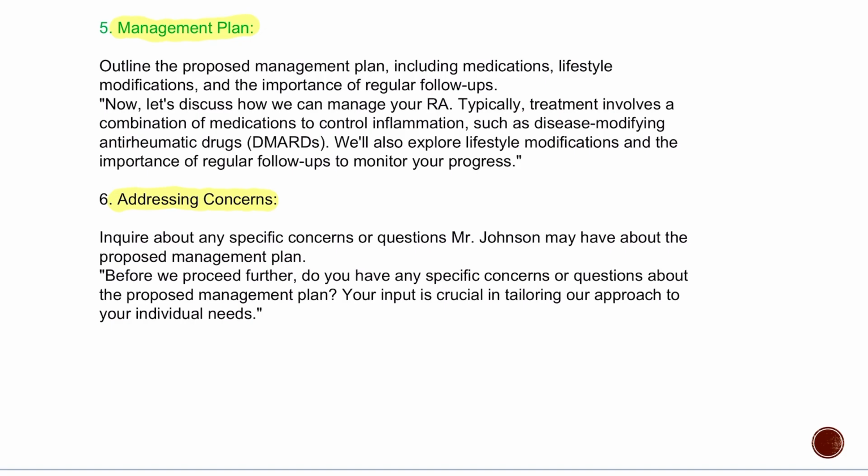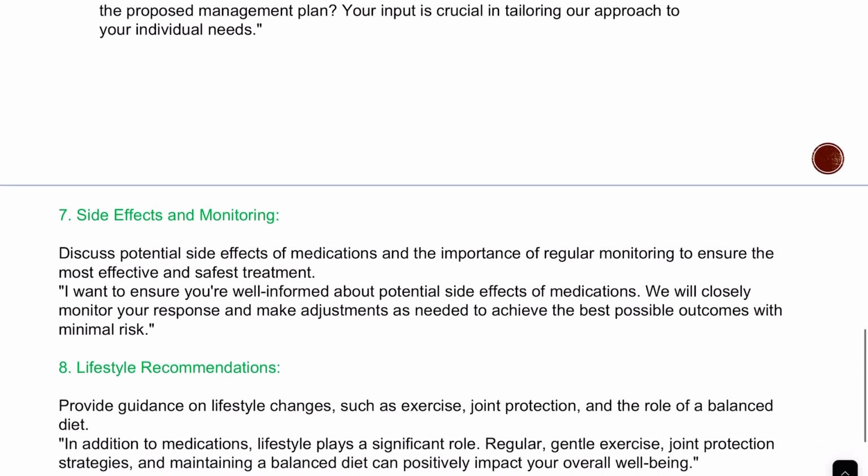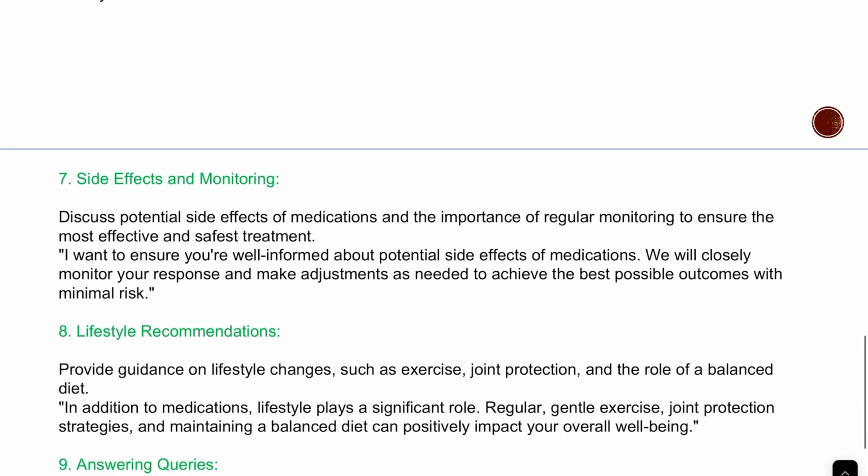So here you are giving the opportunity so the patient will ask some questions. So just be confident and answer the questions in a simple manner, using simple language, jargon-free, so that the patient can understand it. You will move on and talk about the side effects of the medicines and monitoring.